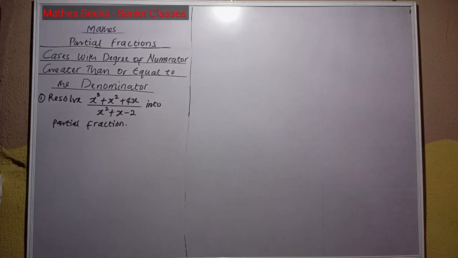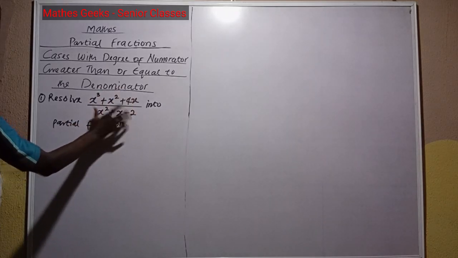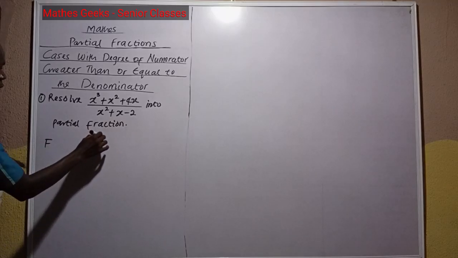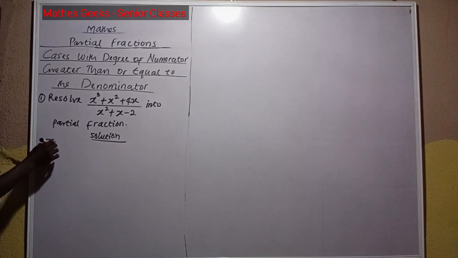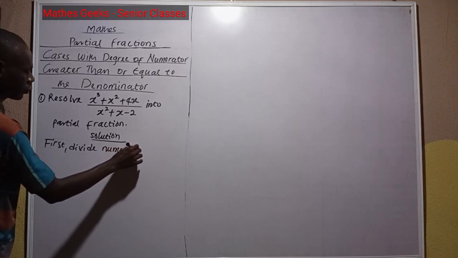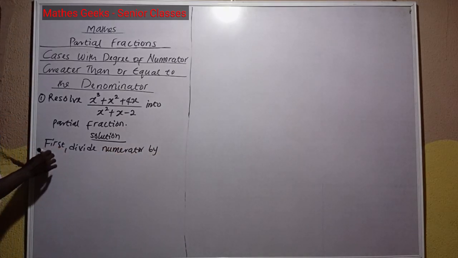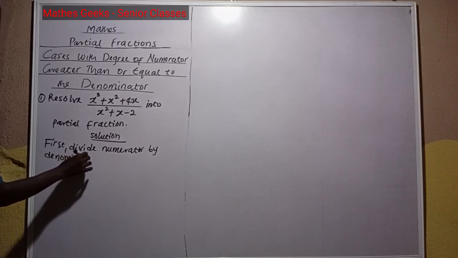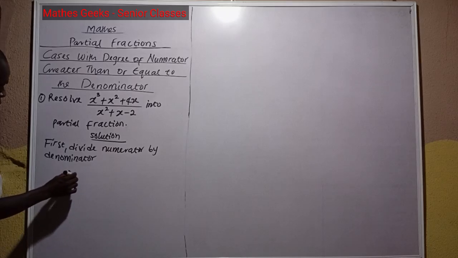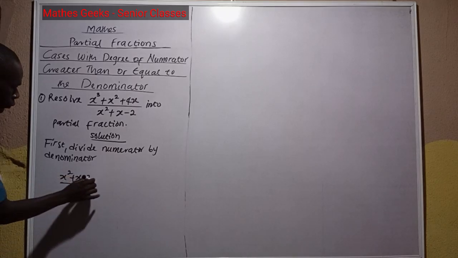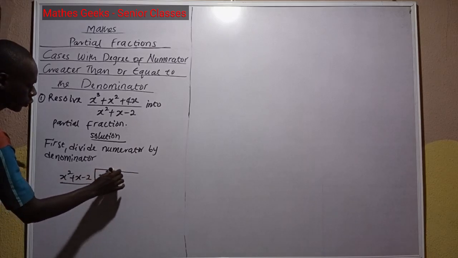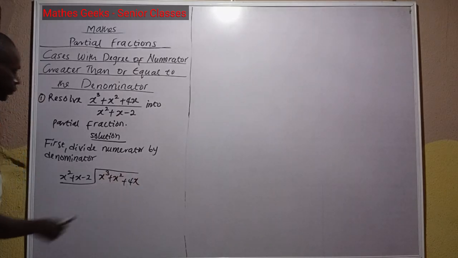So what we're going to do is divide the numerator by the denominator. First, solution: divide the numerator by the denominator. We have x squared plus x minus 2 as the divisor, and x raised to the power 3 plus x squared plus 4x as the dividend.